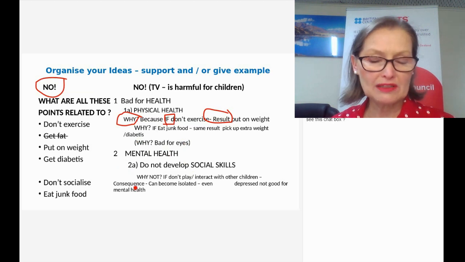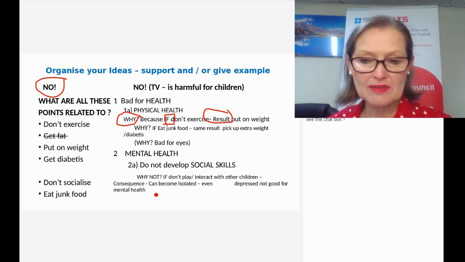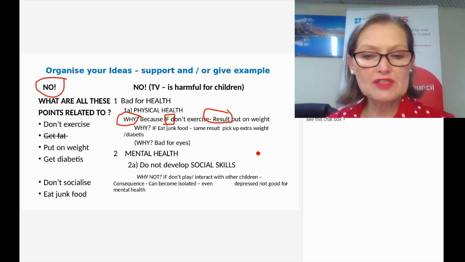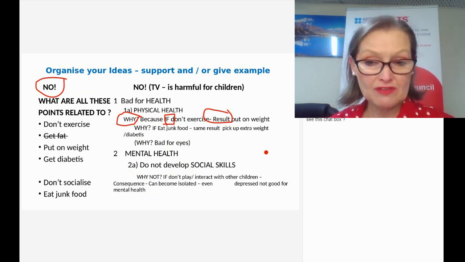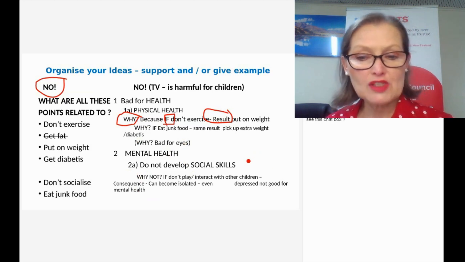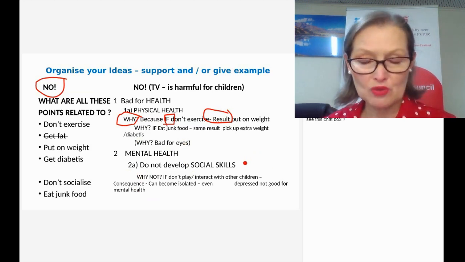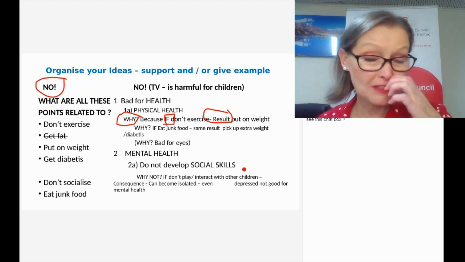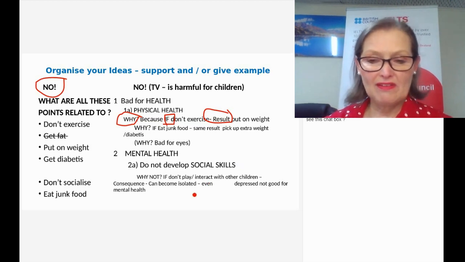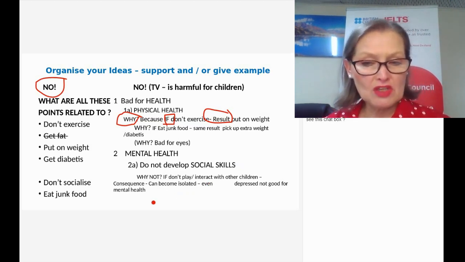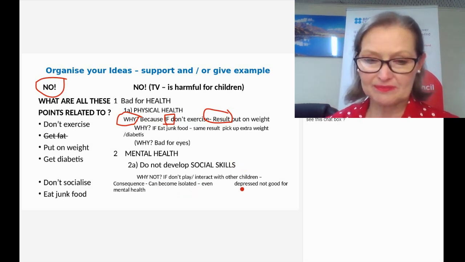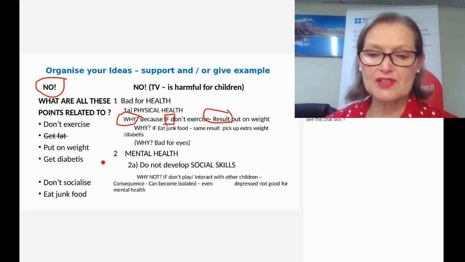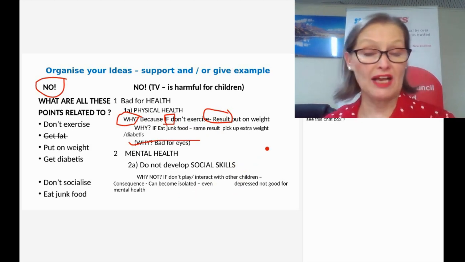But then I move into mental health and have a look at this. If children spend a lot of time in front of the television, if they don't play and interact with other children, they don't develop social skills. They don't develop communication skills. If they're in front of the television on their own, they can become isolated and they can even become depressed. So I've got a lot of information here. I may not even need to bring into the point about eyes.